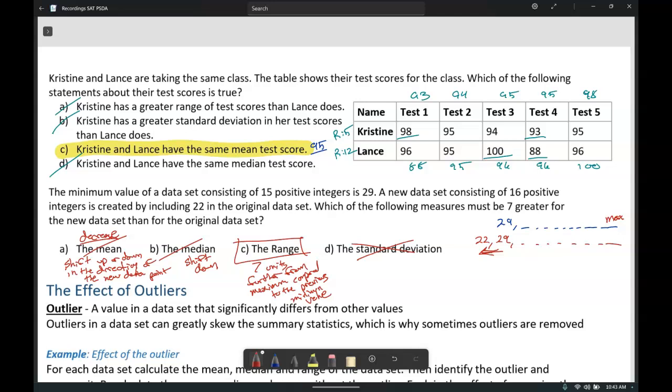So these two examples are more along the lines of how we would use our measures of center and spread to analyze the trends that are within various data sets.